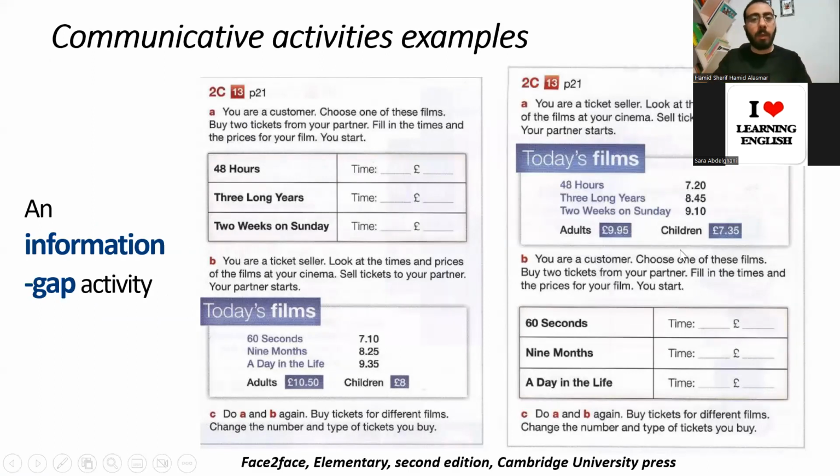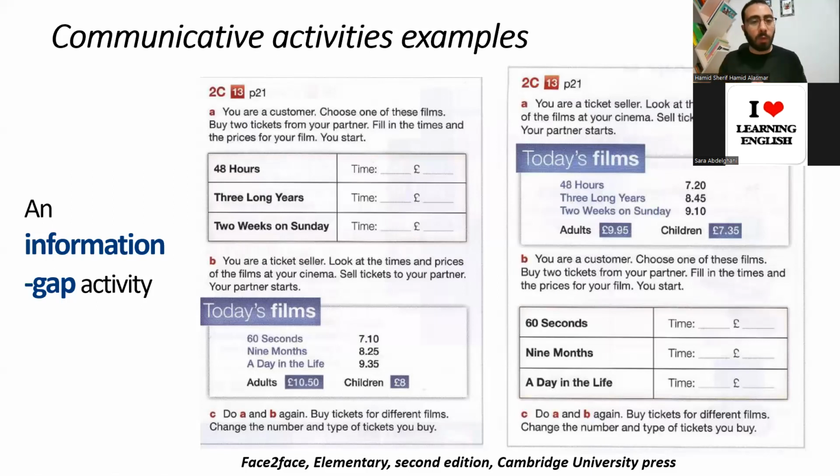So if you look to the one on the left that says 2CA, you will find that I have the names of the movies, like 3 movies, but the times and ticket prices are not there. So basically, this is something that I would need to get from the other student. And then if you look at the other task on the right, you would find that I have the names of the movies, the same movies, with the times and the ticket prices. So this is what we call an information gap activity.